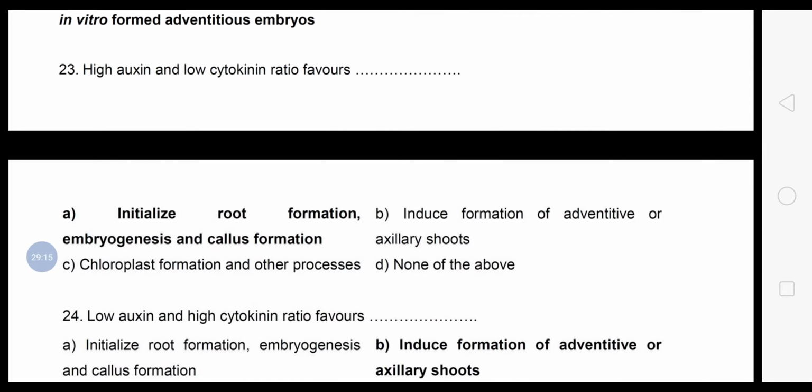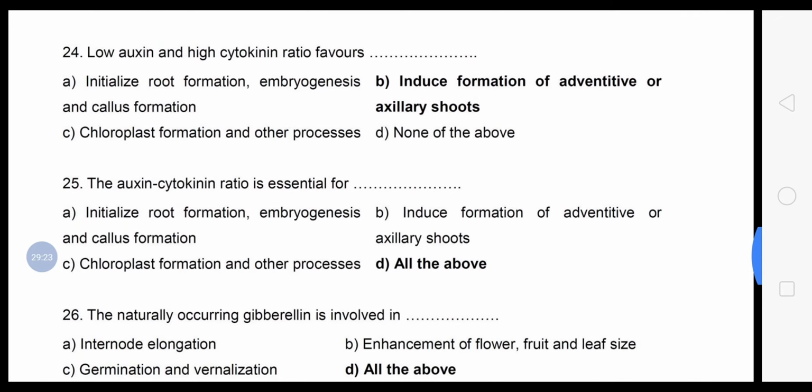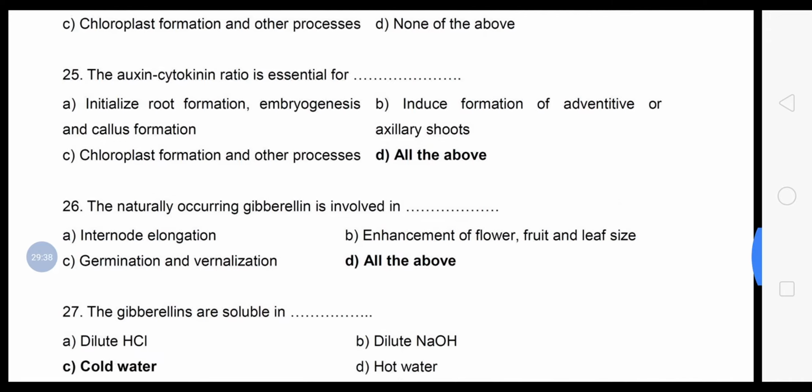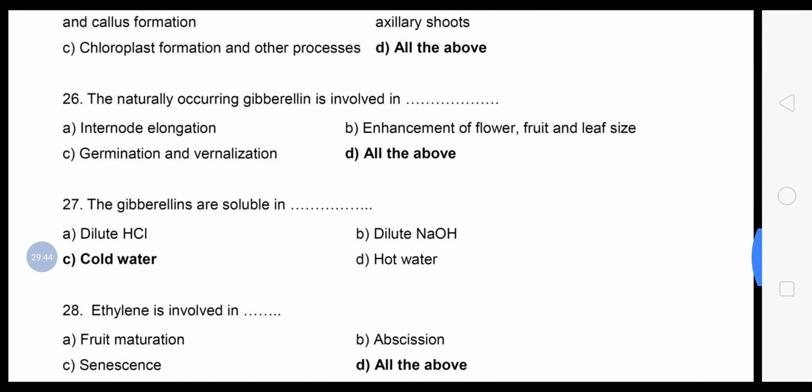High auxin, low cytokinin ratio favors root formation, embryogenesis and callus formation. What does low auxin to high cytokinin do? It causes the formation of adventitious roots and axillary shoots. The auxin cytokinin ratio is essential for initiating root formation, embryogenesis, callus formation, then induces formation of adventitious or axillary shoots, then chloroplast formation and other processes.